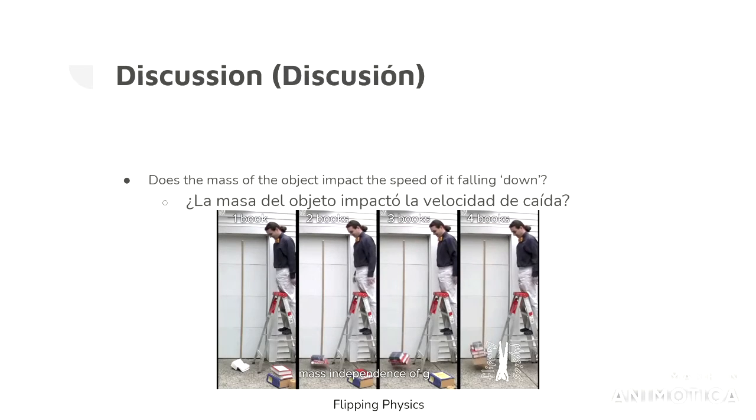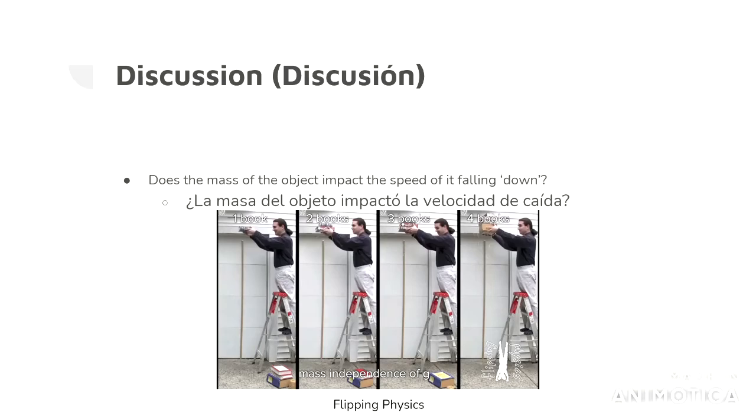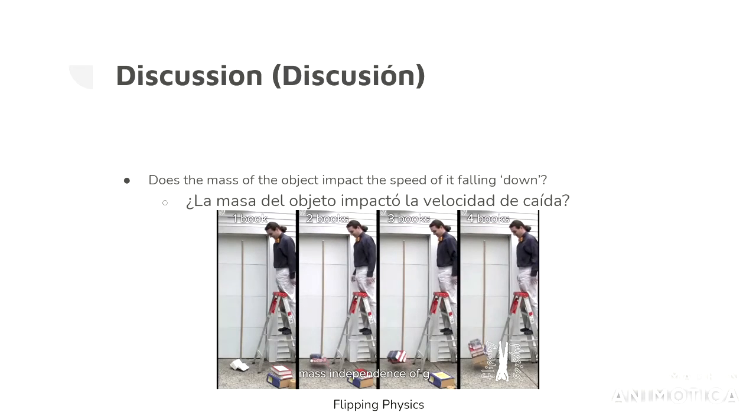So now we're going to have a quick discussion. Does the mass of the object impact the speed of it falling down? Feel free to pause this while you think, and if you're stuck, look at this little GIF below. As you can see, the mass is increasing, but they're still falling at the same speed.